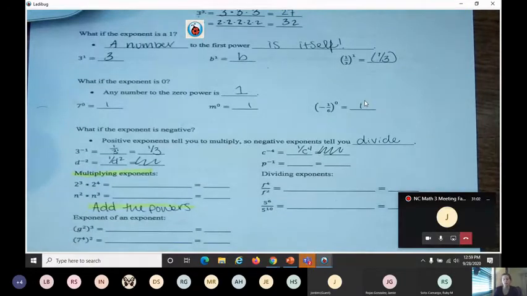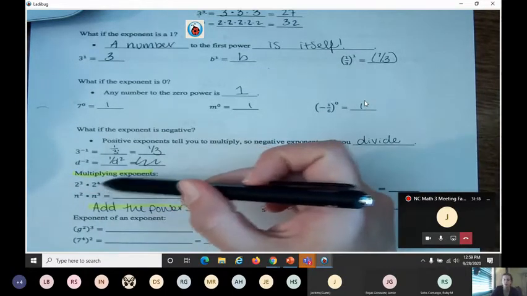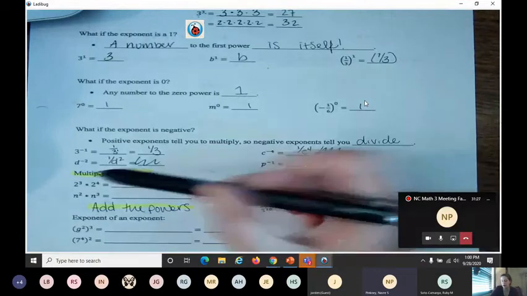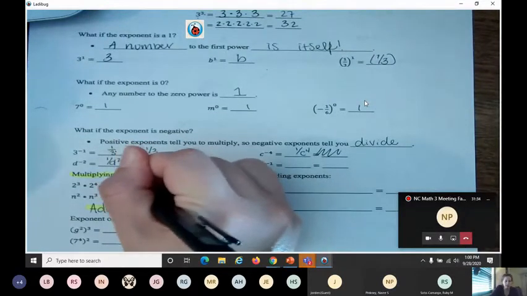Okay, let's see here. Jakeem was not here. Navre, are you here? Yes. Okay, so if I'm adding powers, and I have 2 cubed times 2 to the 4th, what should I get? So I'm adding these 2 powers. What's 3 plus 4? 7. Yeah, so 2 to the 7th.